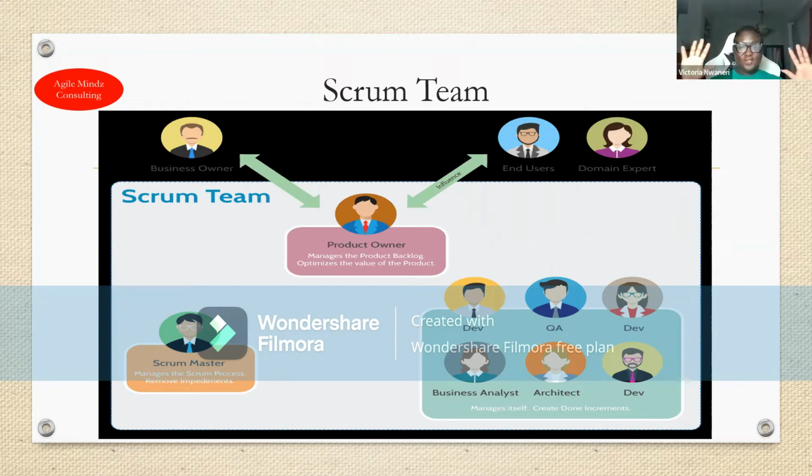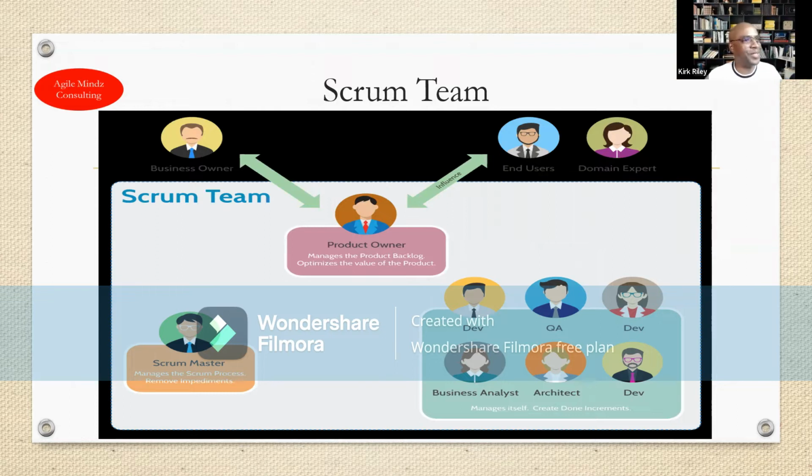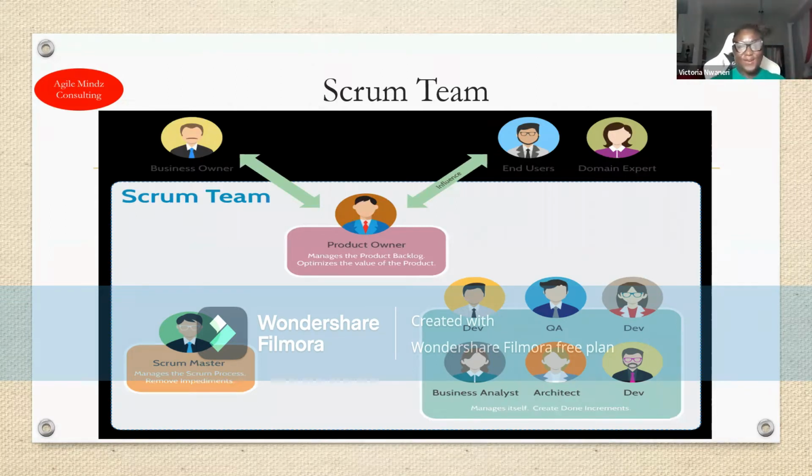Okay, so do you think we can proceed? We have a great understanding when it comes to the Scrum team and the structure. Yes, definitely. We could definitely proceed. Okay, so now let's move on to the product owner.